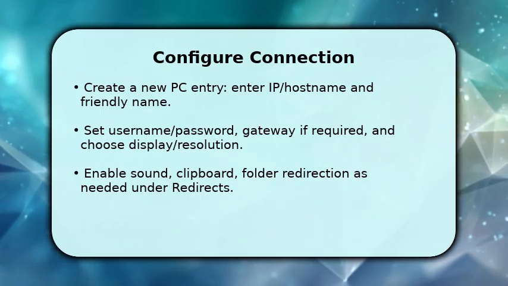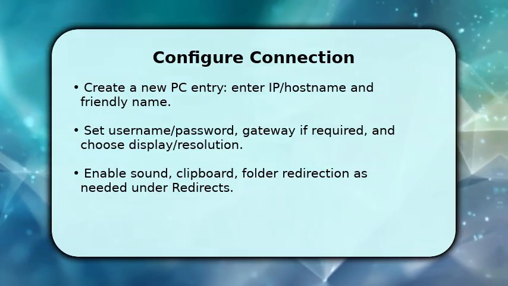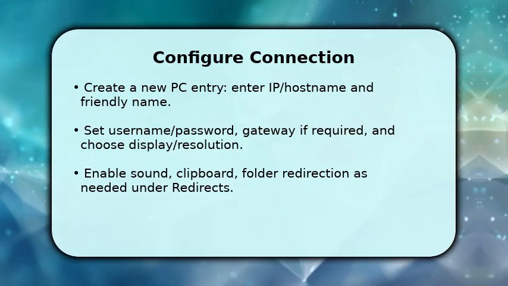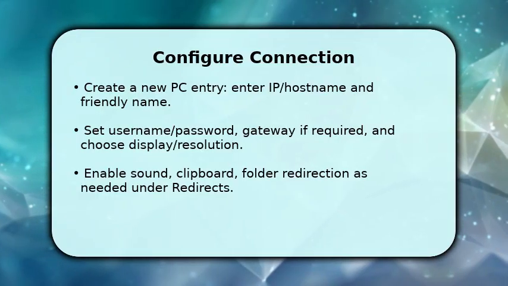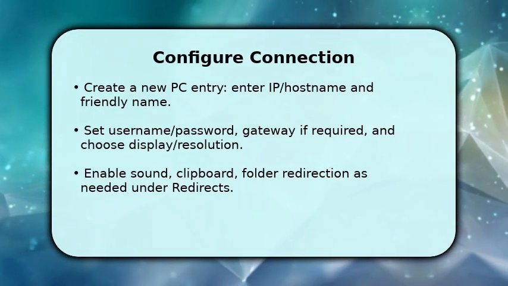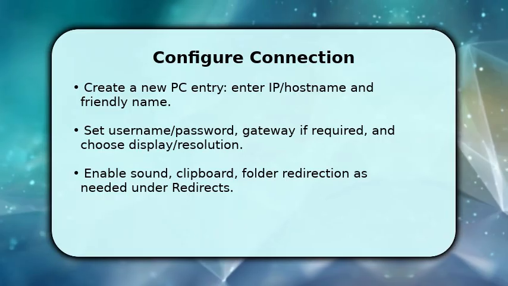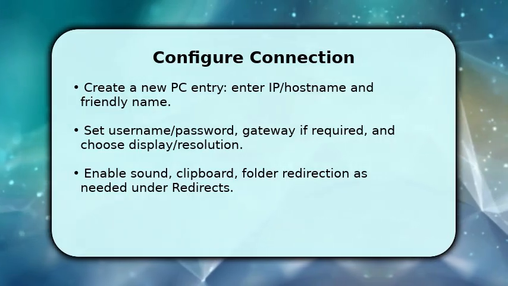Click Add PC and type the IP or hostname, plus a descriptive name so you can find it later. Add the Windows username and password under Credentials. If the network uses an RD gateway, add that in Gateway settings so your Mac can reach internal resources.